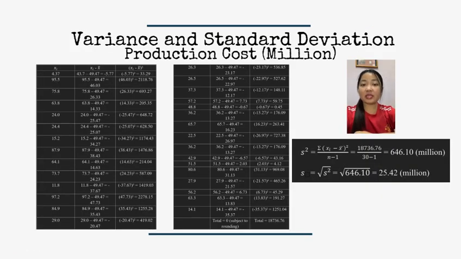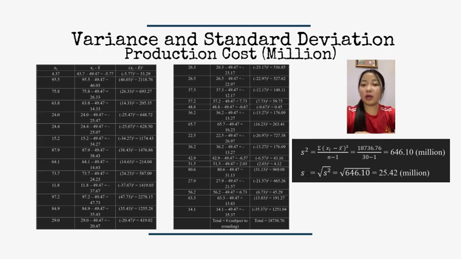Thirdly, variance and standard deviation are statistical measures used to describe the spread of data points in relation to the mean. Variance measures the average squared deviation, while standard deviation is its square root, making it easier to interpret in the same unit as the data. How to calculate variance and standard deviation is followed by the formula given.